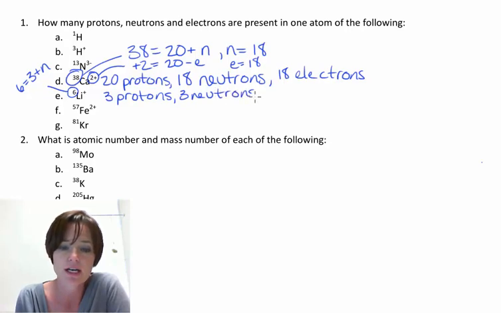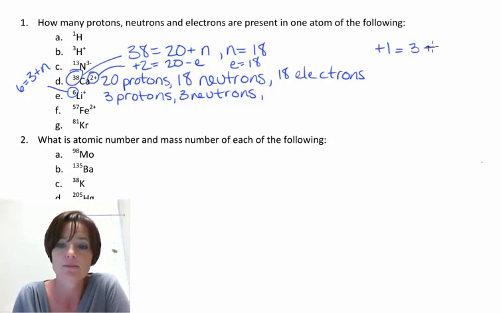And then if we're figuring out the number of electrons, we have a plus 1. So if I just write it up here, plus 1 is going to be equal to the number of protons, which is 3, minus E. So if we solve for E, E is going to be equal to 2. So we have 2 electrons.